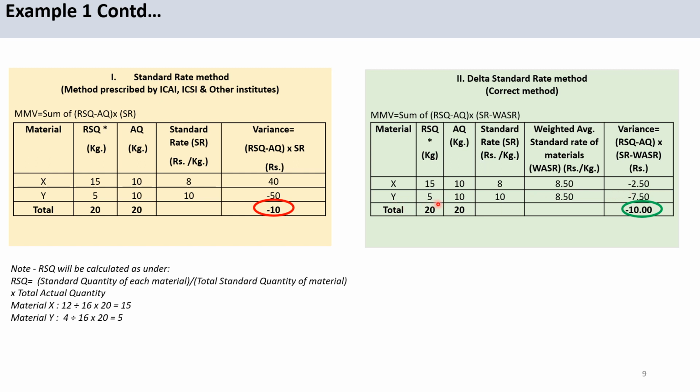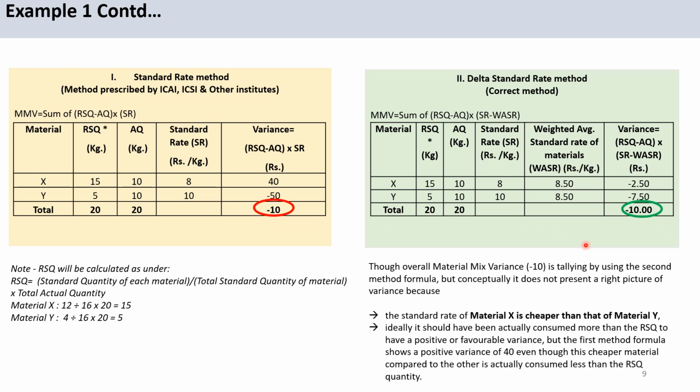And for Y, which is a costlier material compared to the weighted average rate, we have consumed 5 units more of the costlier material. So here again there is a loss of 7 rupees 50 paisa, which is derived by 5 quantity difference times the 1.5 rupees rate difference between the weighted average rate and the standard rate of Y. So we get a total unfavorable variance of 10 here. So while the variance in totality matches, conceptually the delta standard rate method gives a directionally and conceptually correct mix variance compared to the standard rate method.